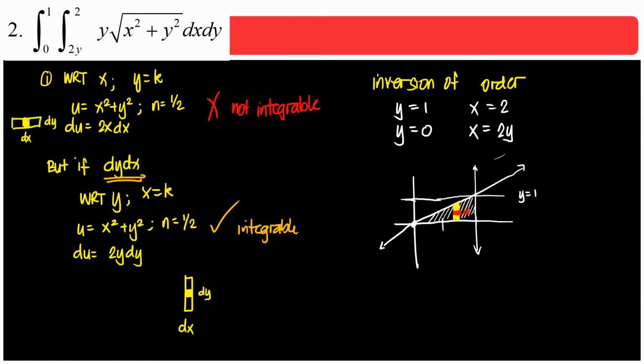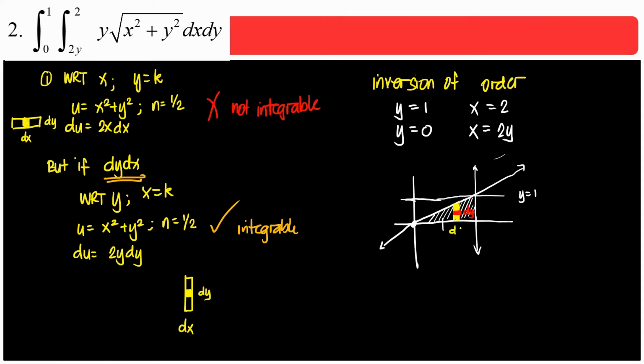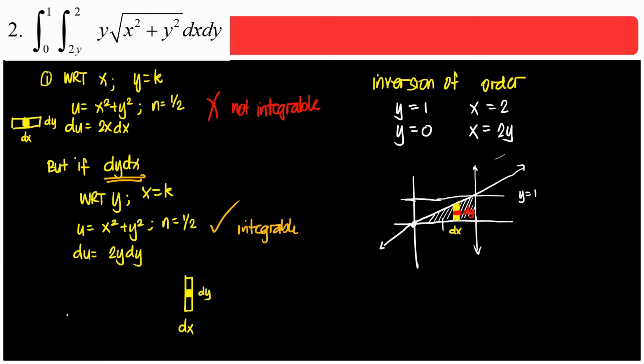The square would have limits of dy, and the rectangle would have limits of dx. Since we are inverting the order, we have to set the new limits. The new limits would be, this one has to be y first, and then x.